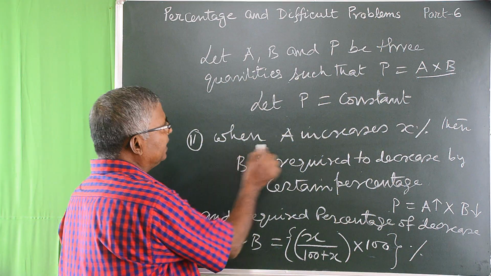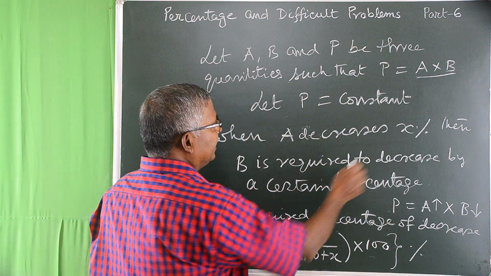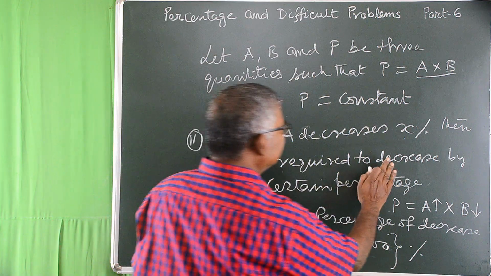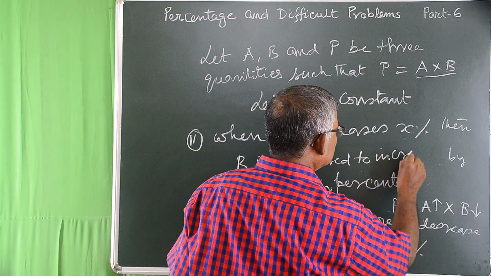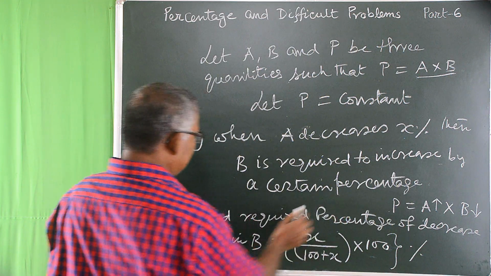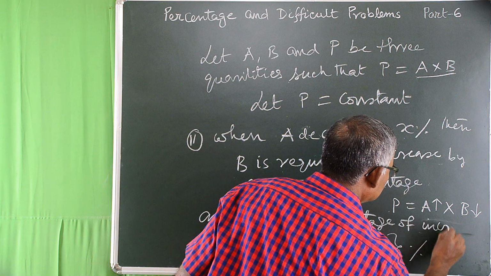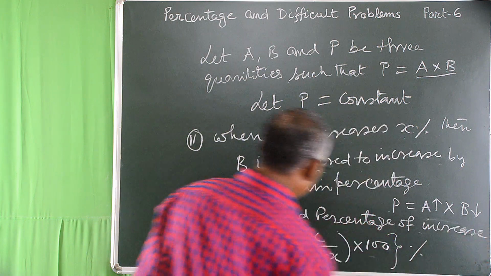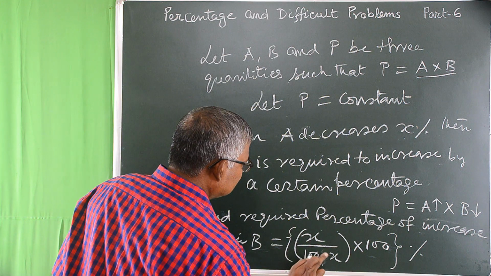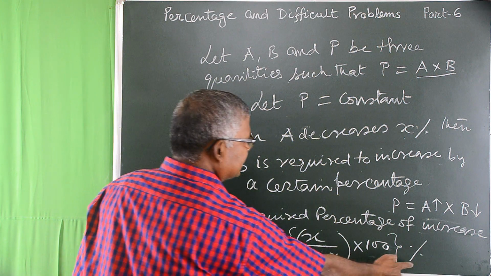Similarly, when A decreases X%, then B is required to increase by a certain percentage, and the required percentage of increase equal to X by 100 minus X into 100%.